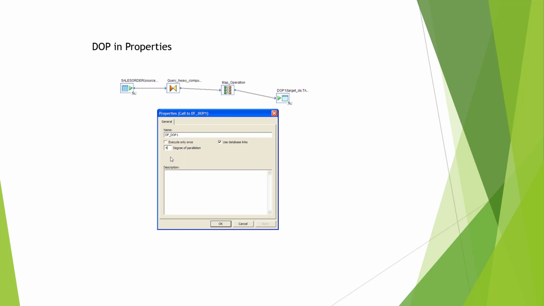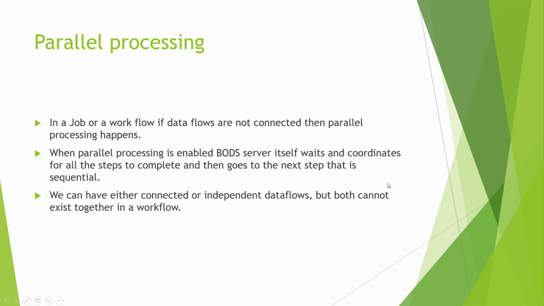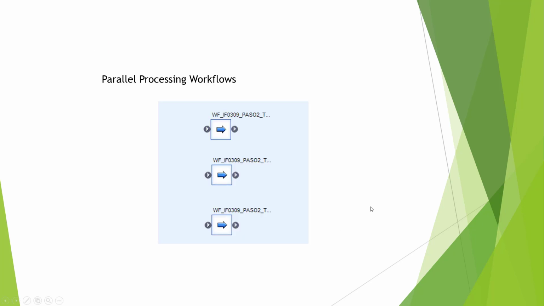Okay, and the next thing we will discuss is parallel processing. We usually have sequential processing that happens in BODS jobs. So in a particular BODS job, we will have multiple data flows that are connected to each other. But when those data flows or workflows are not connected to each other, like this, then it's parallel processing.